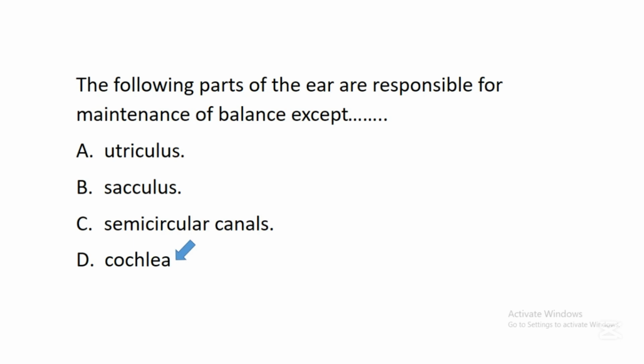Utriculus, sacculus, and semicircular canals are responsible for maintenance of balance, but cochlea is the part of the ear that is not associated with maintenance of balance. Rather, it plays a great role in hearing.